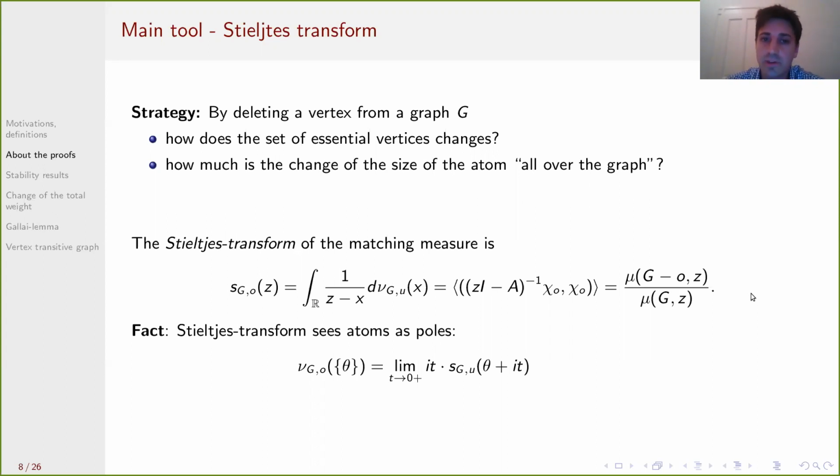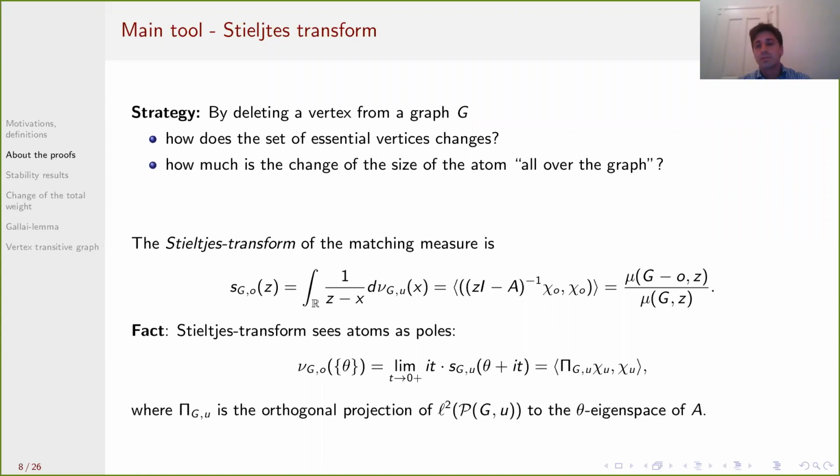And why do we like Stieltjes transforms? Because they seize the atoms. You can express the atoms using the Stieltjes transforms. What I mean is that the size of the atom can be read out as i t times the Stieltjes transform when t goes to infinity along the complex plane perpendicular to theta. And again using spectral theory, because we have nice bounded operators, we can also express this quantity as the orthogonal projection of the vector at U into the theta eigenspace, and we look at the U coordinate of it. So this is the orthogonal projection of the adjacency operator into the theta eigenspace. This is what we get for free from spectral theory.